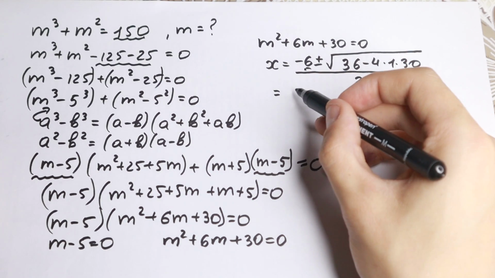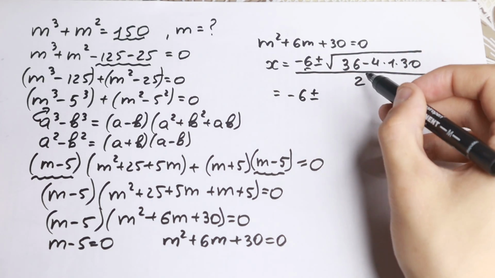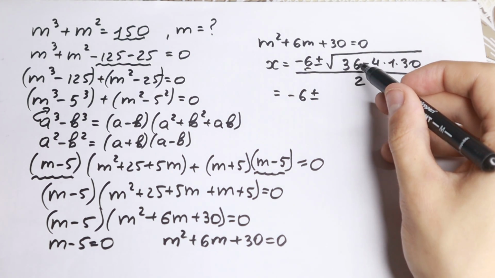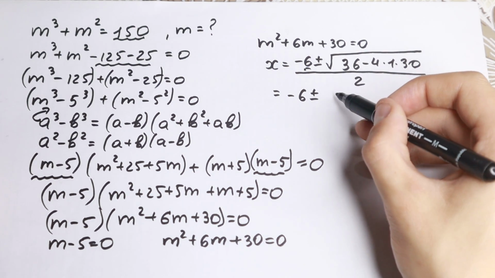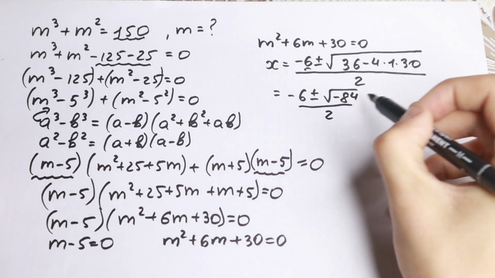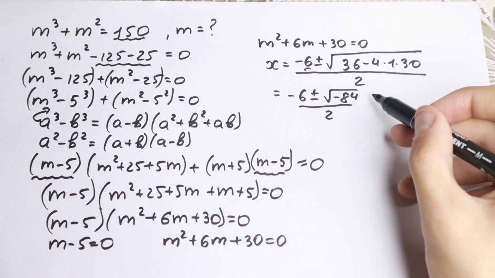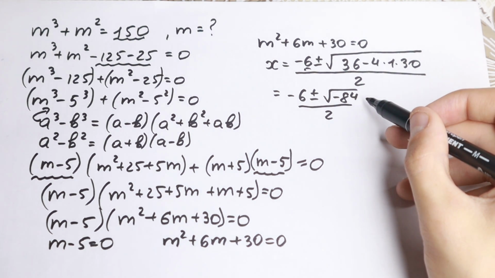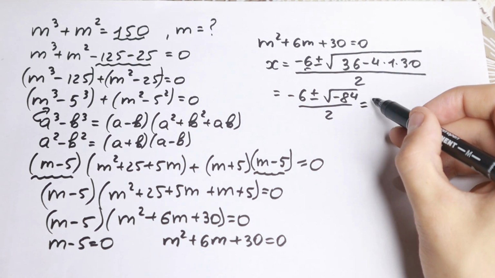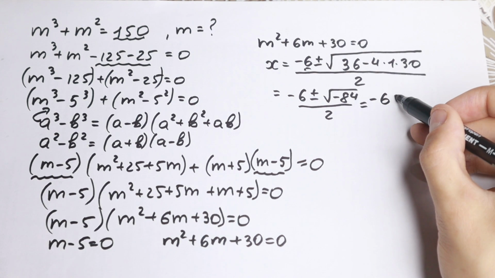Okay, and right now I can easily see that, with minus 6 plus minus, right here we will have a negative discriminant, because we will have 36 minus 120, which is equal to minus 84 over 2. A lot of students have a little bit of difficulty with this. They can see that right here we have a negative discriminant, but we need to know about complex numbers. We'll have minus 6 plus minus.